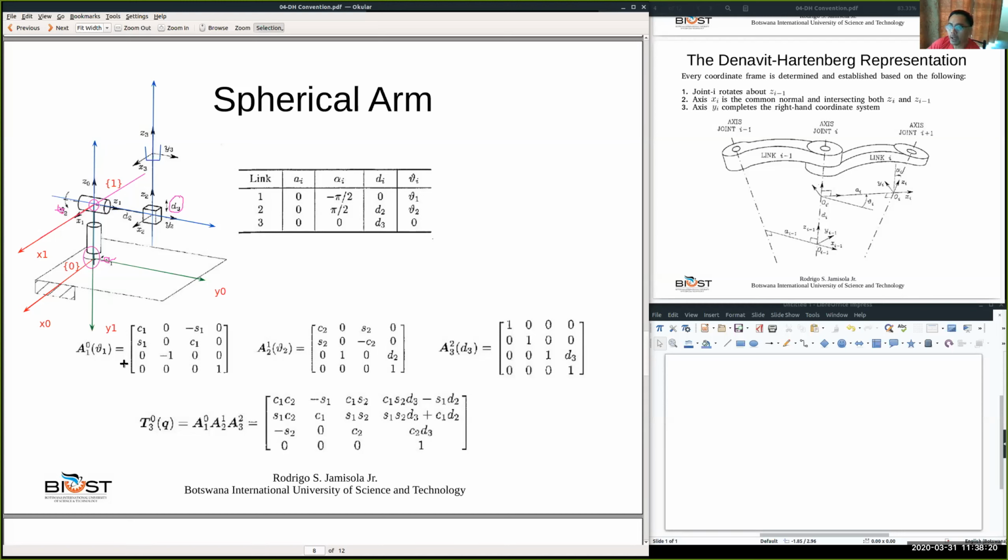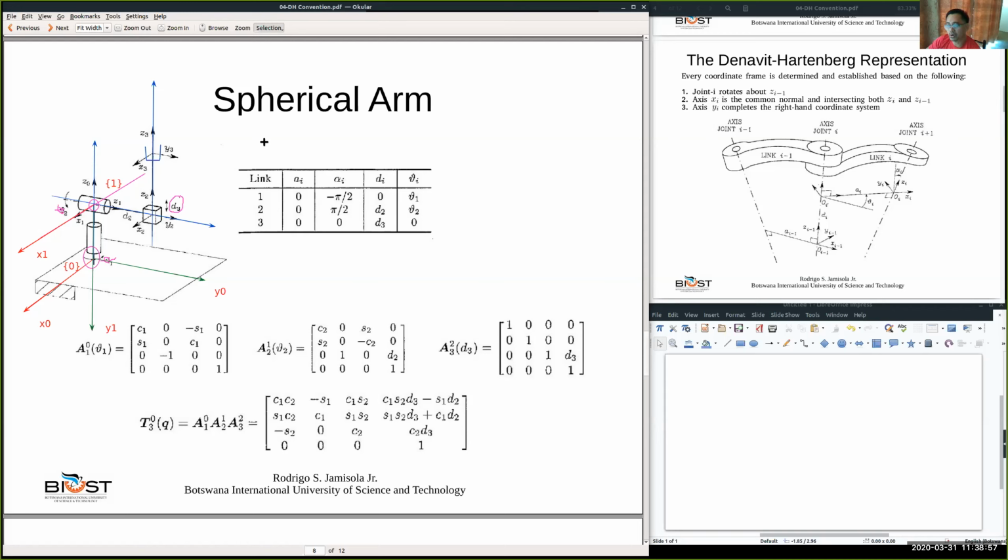Next, we identified the origin of frame 1. Now we need to identify the origin of frame 2. Okay, so frame 2, we already know that the Z2 axis goes in this direction because that is where the translation of this prismatic joint is ongoing. So this is Z2. We need to know where is X2. Again, X2 is a common normal and intersecting both Z2 and Z1.